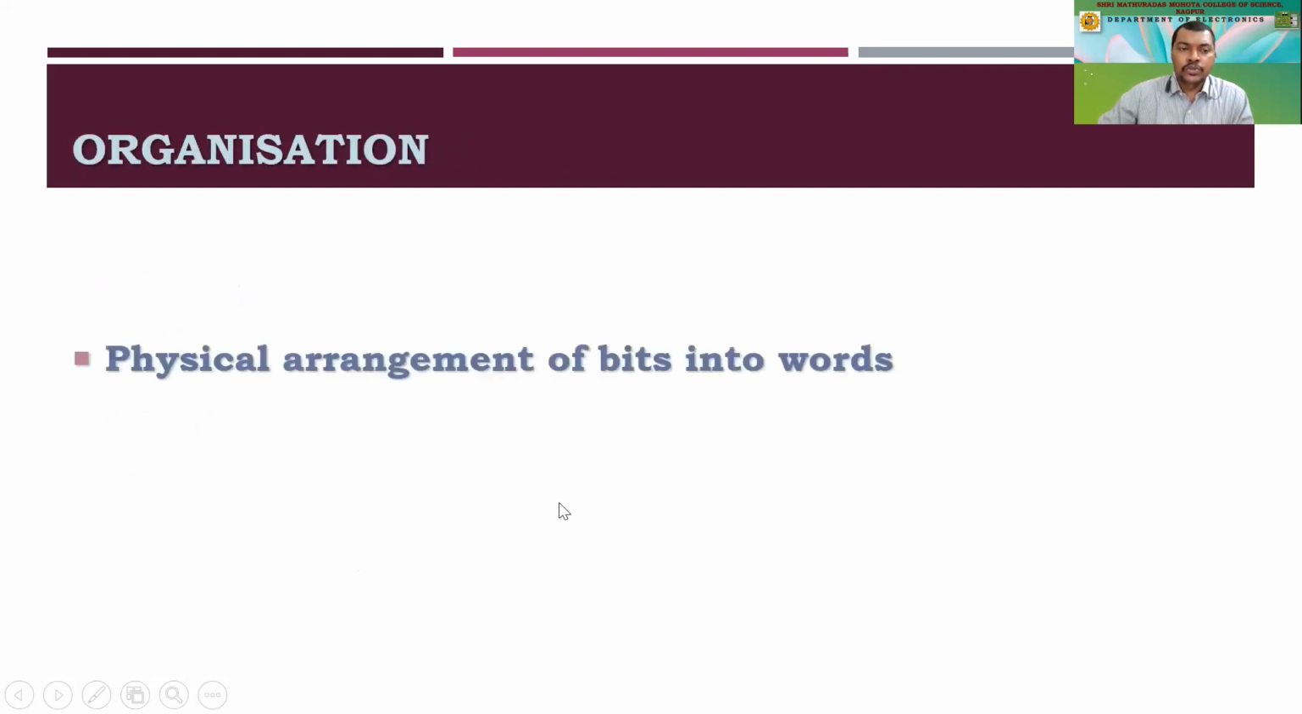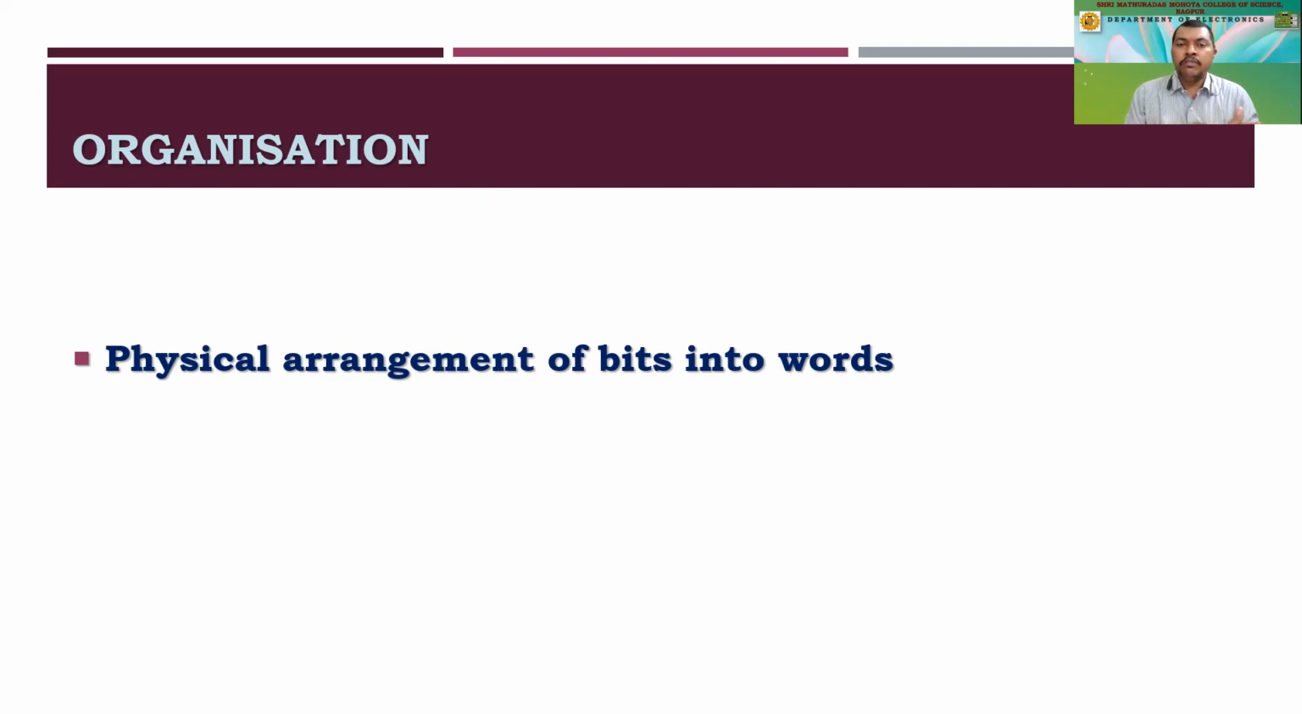Then the organization. The organization is the physical arrangement of bits into words. The data is to be stored in the form of ones and zeros. Ones and zeros are called bits, right? These bits are stored one by one, and then they are formed into words. As I told you in the earlier classes, a single one is called a bit, 4 bits is called a nibble, 8 bits is called a byte, and 16 bits is called a word, right? As you go on increasing the bits, it forms a word.